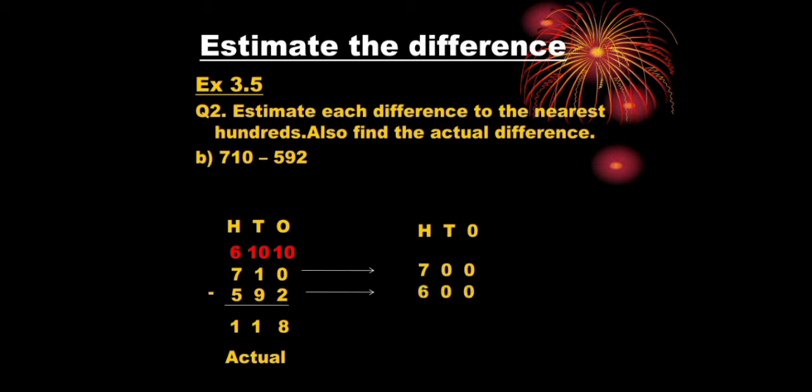At tens place in the next number we have 592. That is, the tens digit is 9 which is more than 5. So here I add 1 to the 100 place. So my estimated value is 600. 700 minus 600 is 100, which is my estimated difference.